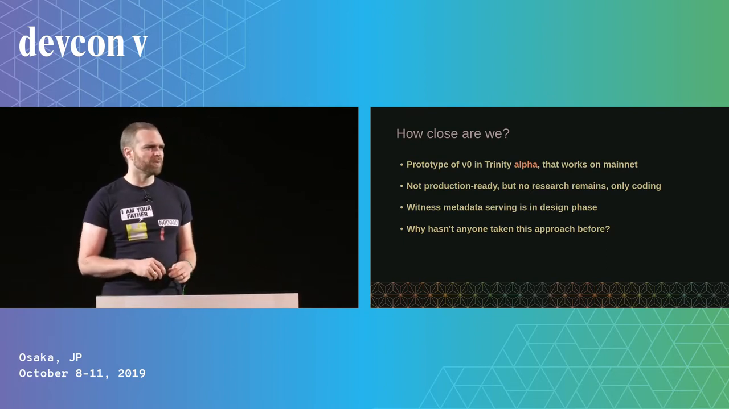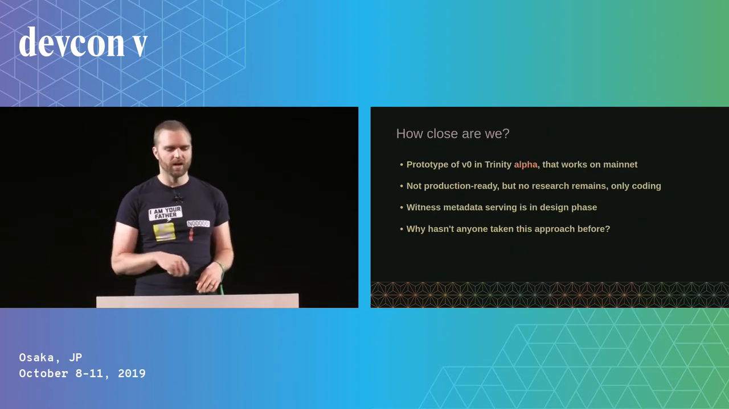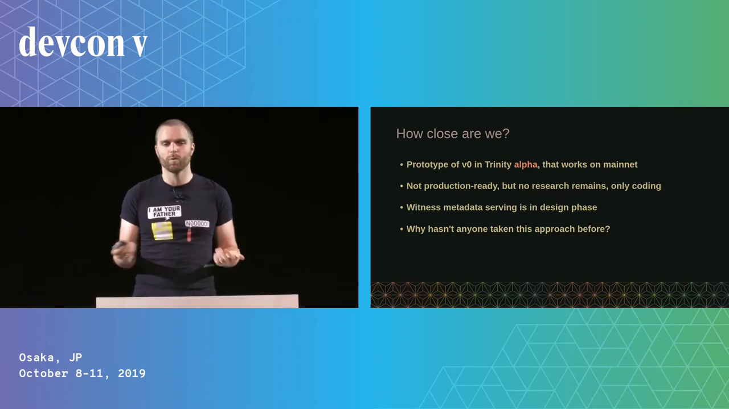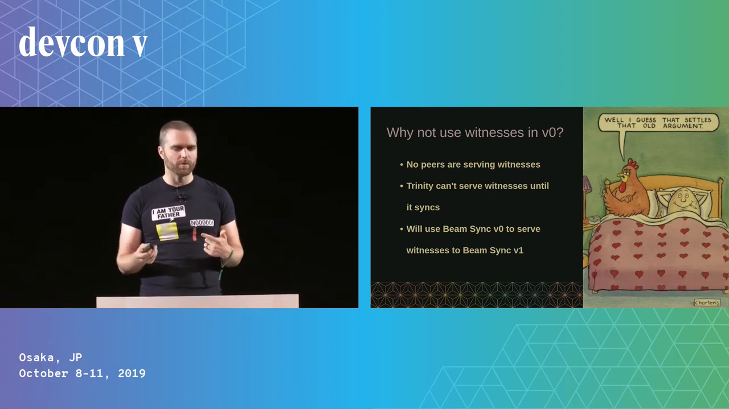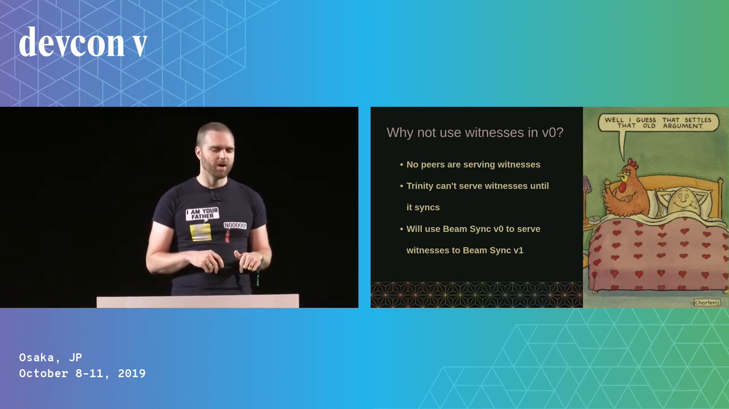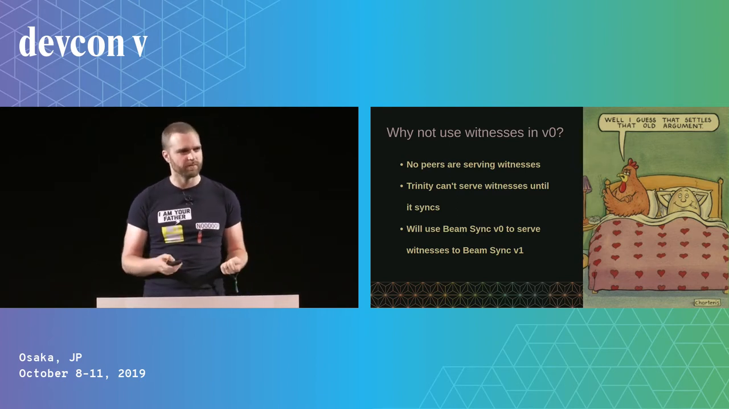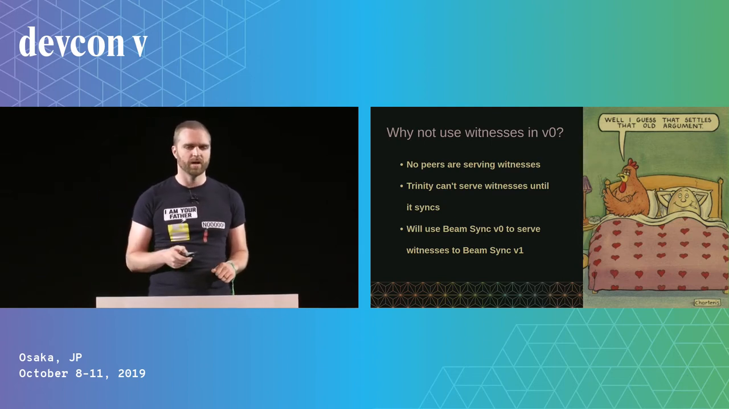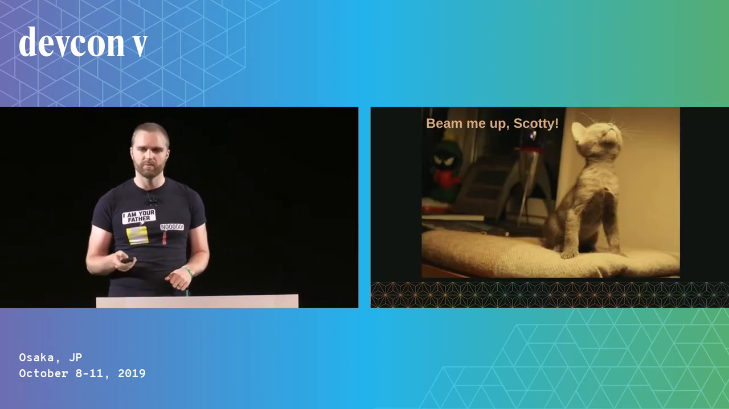And people sometimes ask the question, well, why hasn't anyone done this before? And the answer is that no one had to. You know, we were forced to do it because Python is slow. So we had to ask these questions. There's a chicken and the egg problem with why we couldn't use witnesses right away in V0 because there were no servers of those witnesses. And so Trinity can't serve them until it syncs. So we're going to bootstrap with V0 in order to sync V1.